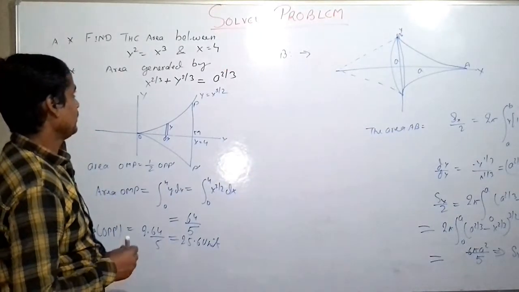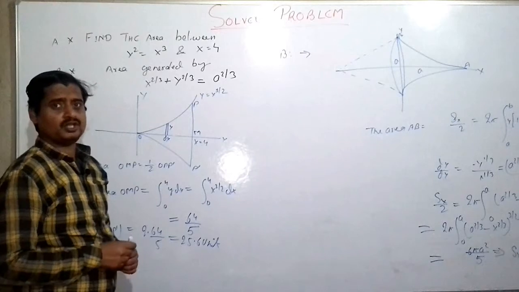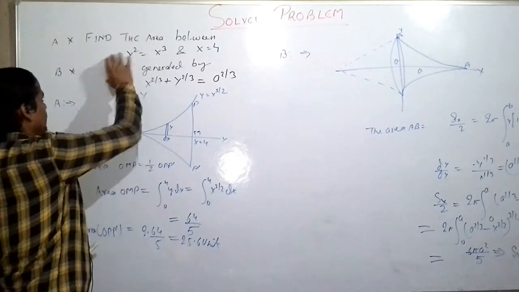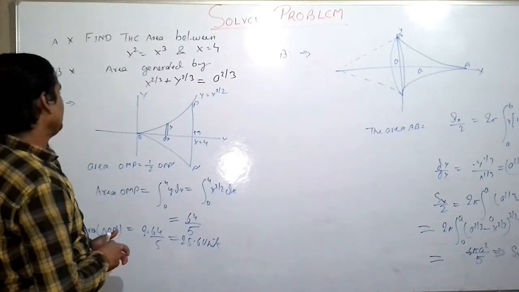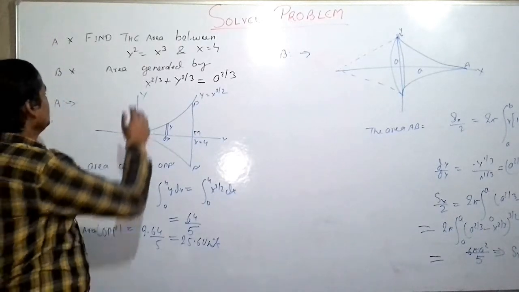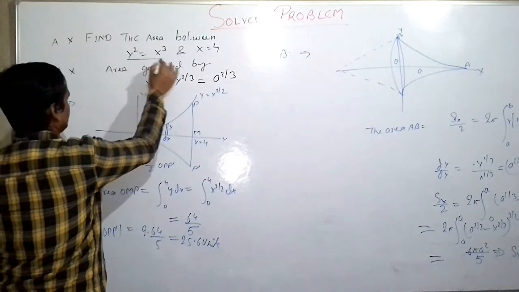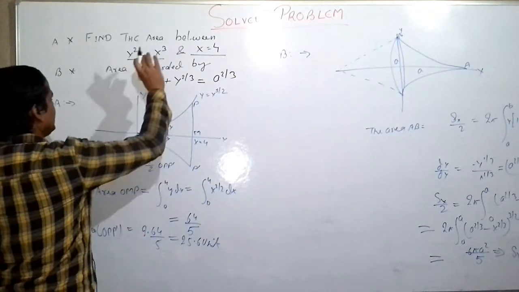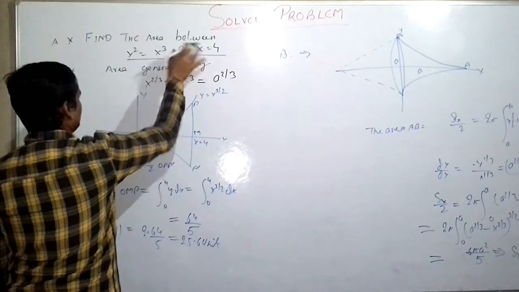This is another video based on the solved problem. In these two problems, we have to find the area between certain curves. So y squared is equal to x cubed and x is equal to 4. We have to find the area generated by these two curves.